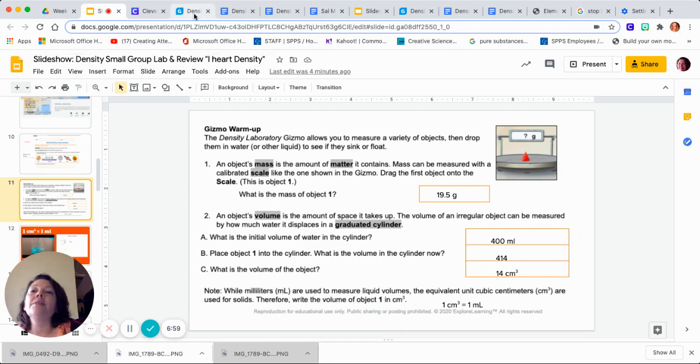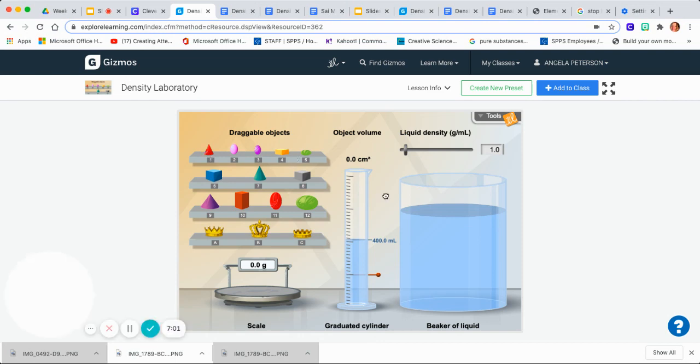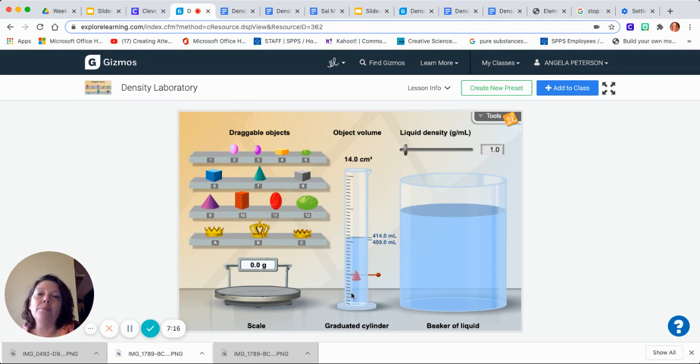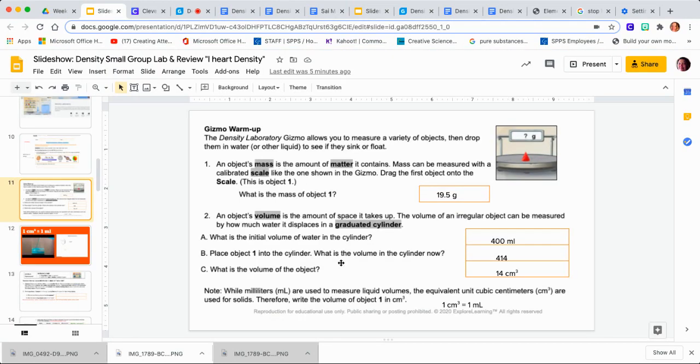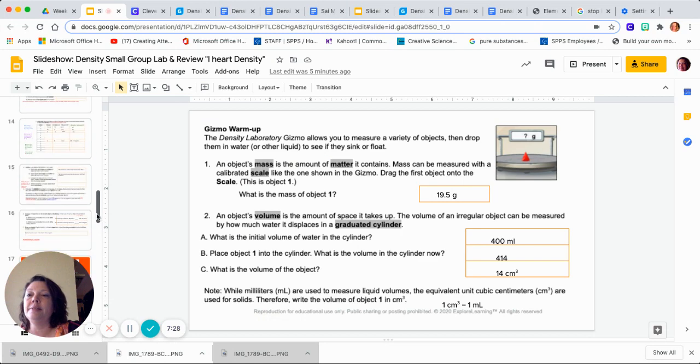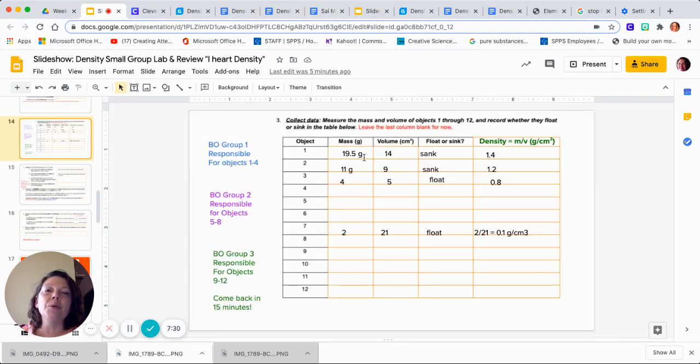All right, so let's go there and put these items in. You see that we put item 1 there, and it is indeed 19.5 grams. Then I put in the volume here, and it is 14 cubic centimeters. So 19.5 divided by 14, and we have an item that's greater than the density of water. Let's take a look and see what that is. We go to the table here, and we do indeed see 19.5 divided by 14 gives us 1.4 grams per cubic centimeter. As we go through them, you're going to go ahead and fill out this chart.